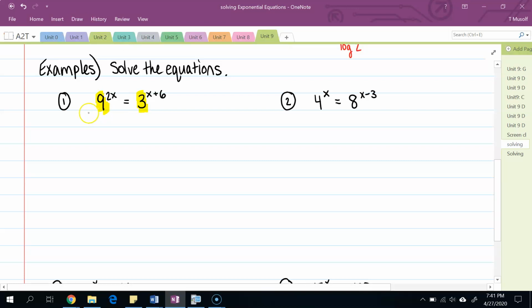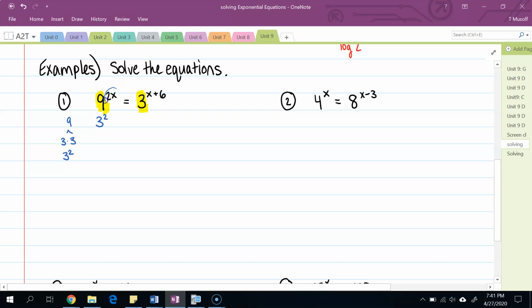Well, I know 9 can break down into 3 times 3, and that means it can be rewritten as 3 squared, 3 to the second, right, because there's two 3's. And since this is already a base 3, that would be perfect. They would be the same base. So I'm going to rewrite 9 as 3 squared.